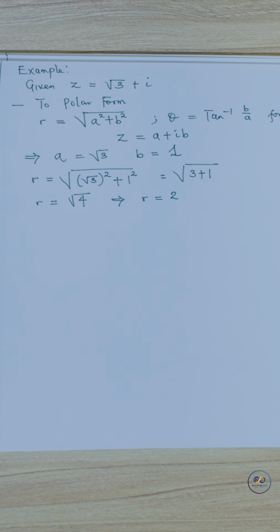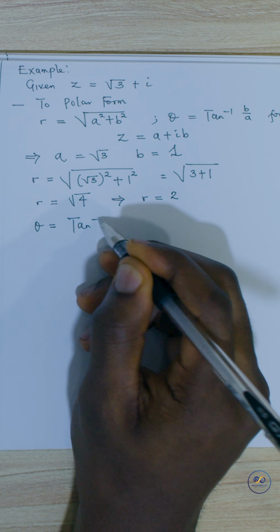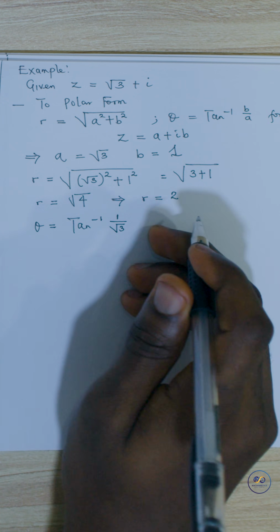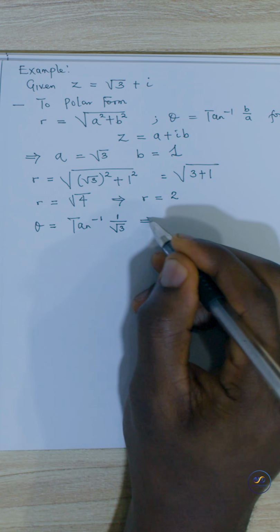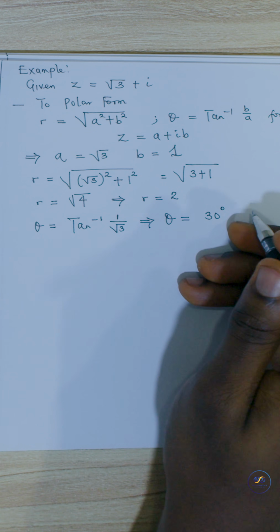Do not forget that we are taking the positive value, right? The positive value of this radius, right? Now, we will then move on, of course, to the argument. Theta would, of course, be tan inverse of b, which is 1 over root 3. 1 over root 3 gives us a special angle when considered in the terms of the sine, the cosine, and of course the tangent. In this case, the special angle gives us theta to be equal to 30 degrees, right?